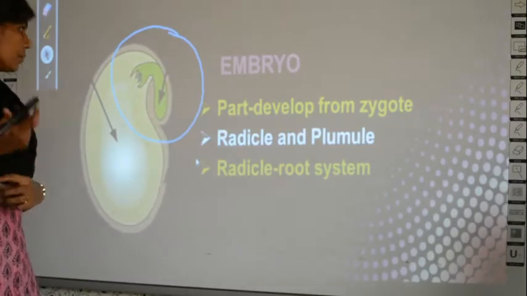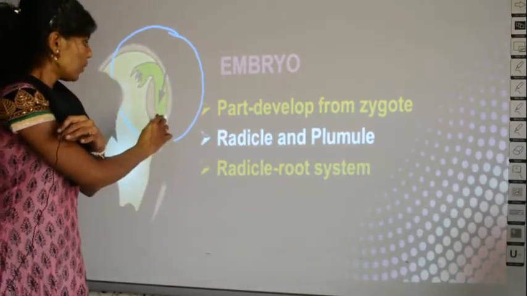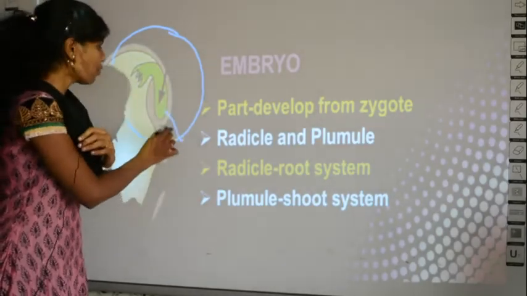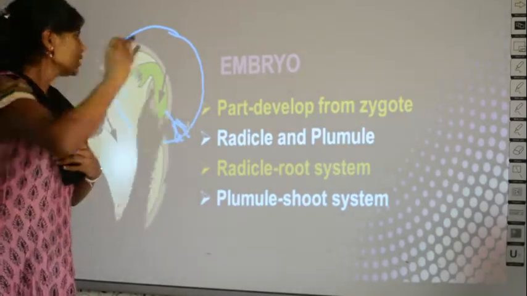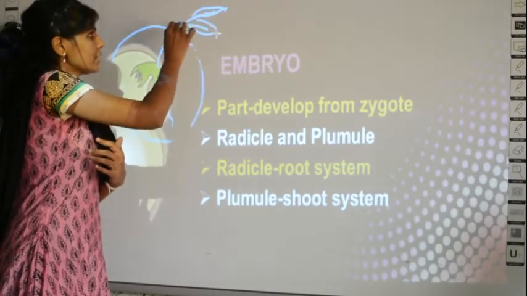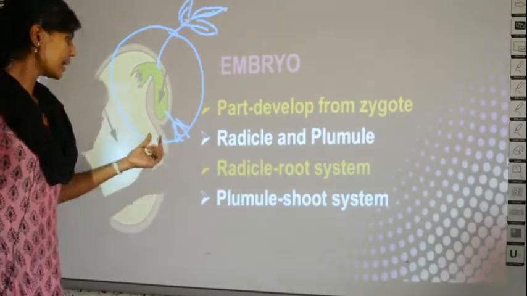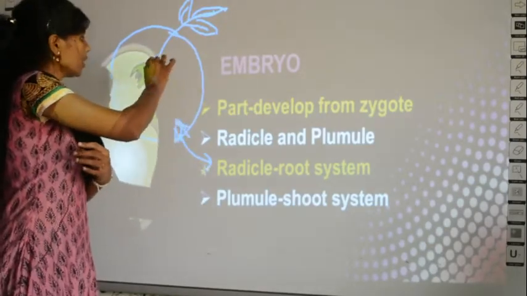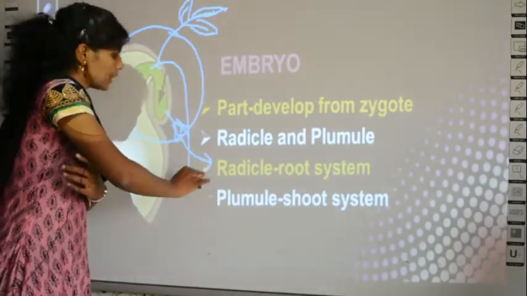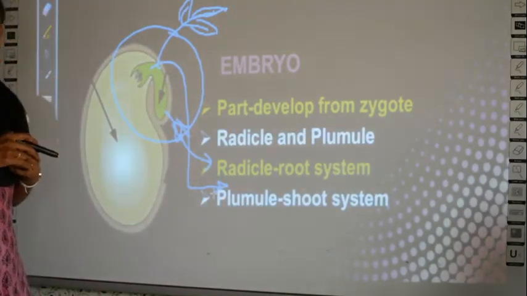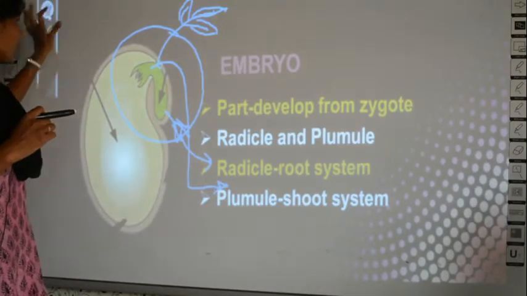The radicle will form the roots later, and this portion is going to form the shoots, that is the leaf region. Which one? The radicle will develop into a root, whereas the plumule, this region, will develop into the shoot region or the shoot system. So what have we studied about the embryo?